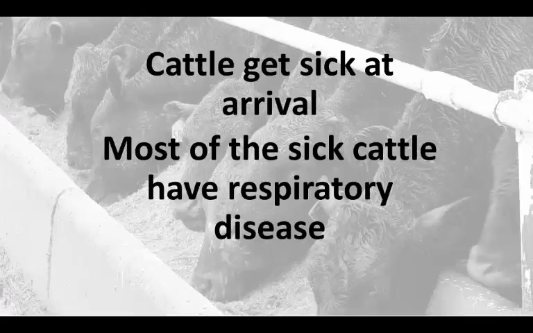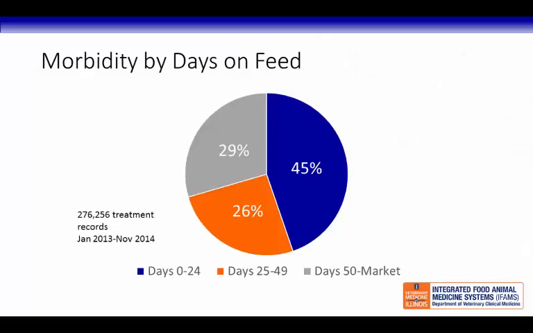So this is kind of the obvious, right? Critters get sick when they show up in a yard, and most of that's respiratory disease. It doesn't mean we're any better at it. So how do we deal with that in a manner that allows us to drive forward? If we think about morbidity and the timing of morbidity, Dr. Williams showed some data about what's happening in those calves, right? 20, 30 days and then 140 days.